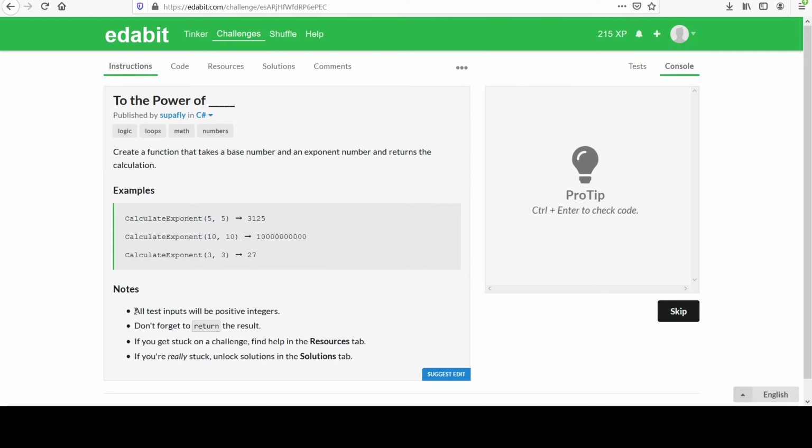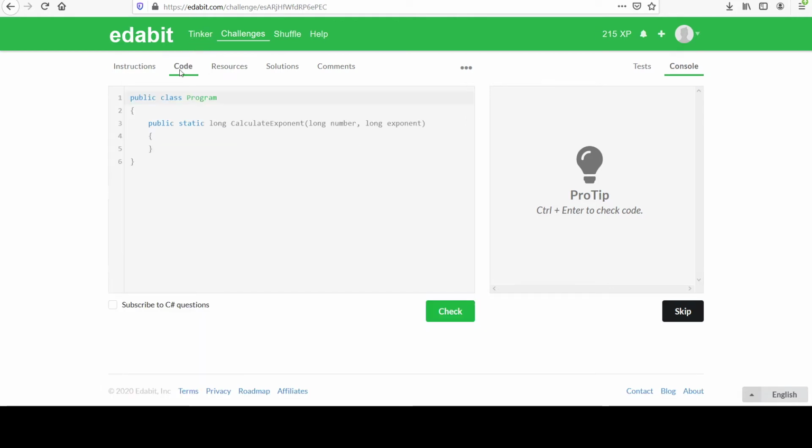They tell us that all test inputs will be positive integers. We would certainly check against that in a real scenario. And let's get on with it. Go ahead and pause the video and solve.